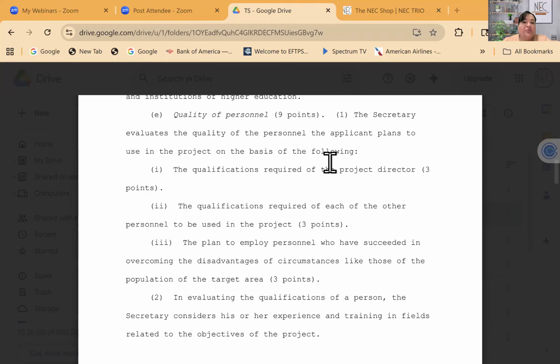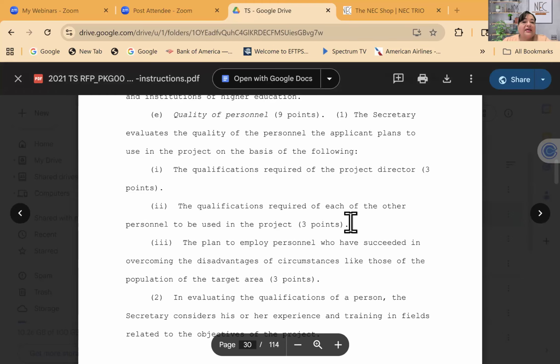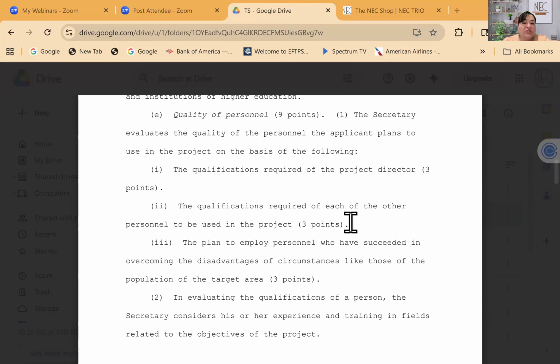Teresa, that's the one we're going to talk about. The plan to employ personnel who have succeeded in overcoming the disadvantages of circumstances like those of the population of the target area. And here's 3 points. The plan to employ personnel who have succeeded in overcoming the disadvantages, already that's a trigger word, right, Teresa, of circumstances like those of the population of the target area.